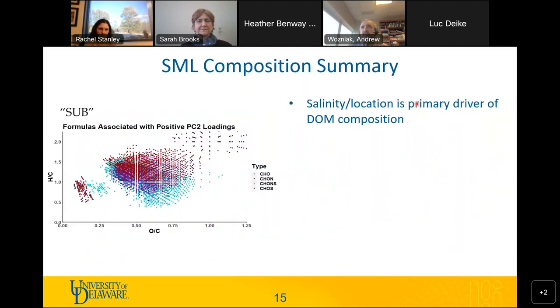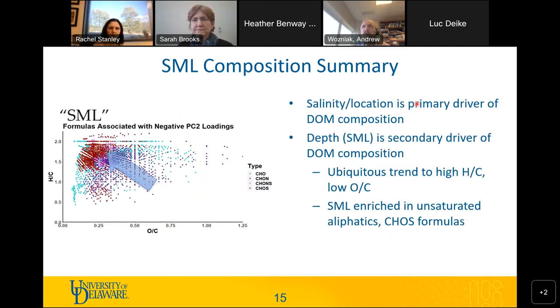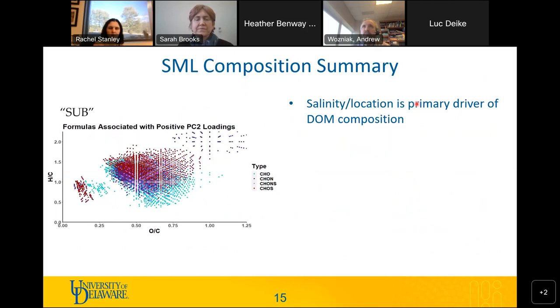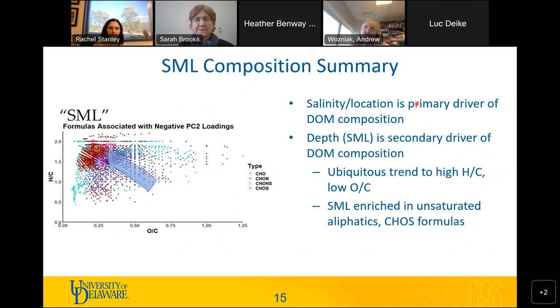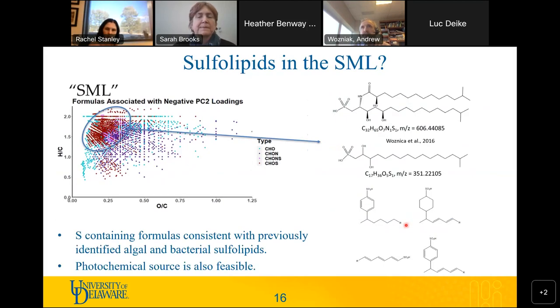So let me take a step here to summarize these data before I get into some relationships with surface tension. We saw that the salinity of location was our primary driver of the composition, but the microlayer and subsurface do have this relationship whereby you have a trend towards the top left corner of our Van Krevelen diagram, showing contributions from high hydrogen to carbon, low oxygen to carbon formulas and compounds. These compounds are primarily unsaturated aliphatics, and we see high contributions from these sulfur-containing formulas.